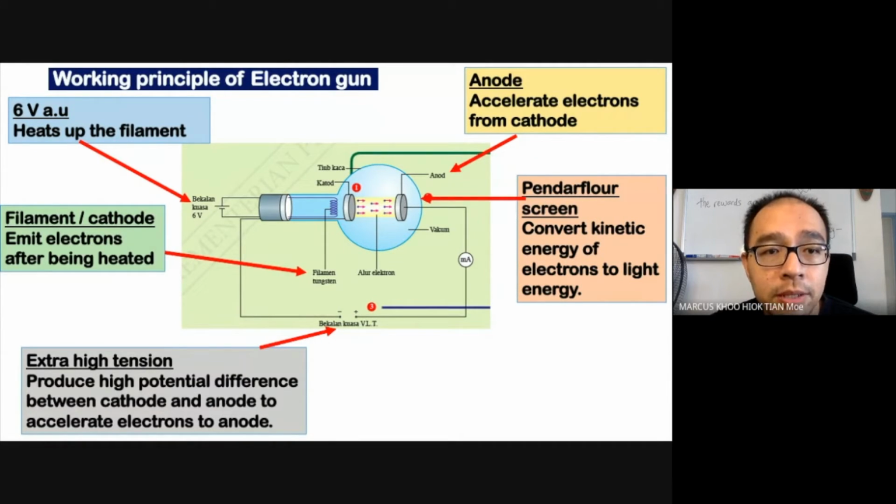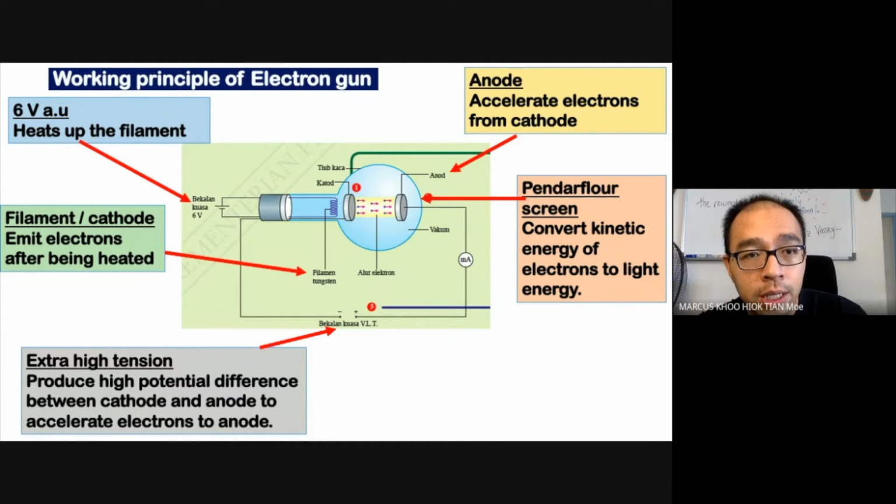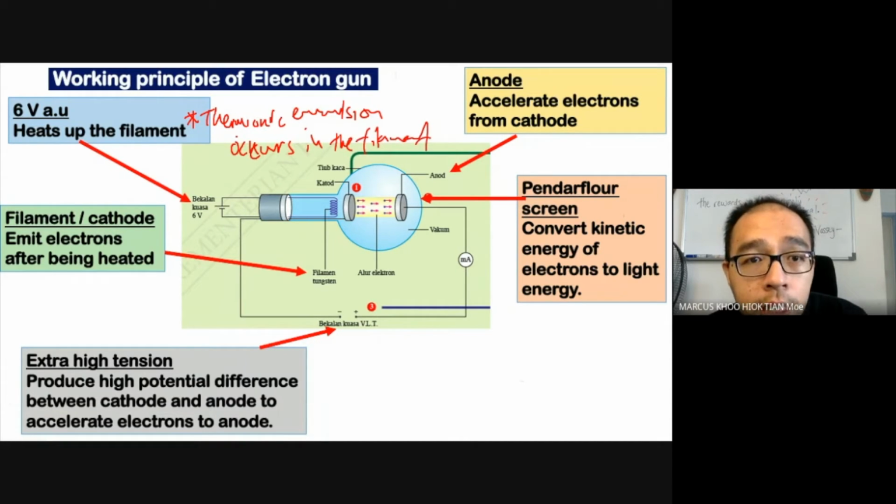So the purpose of 6 volt is to heat up the filament, and can you please write down there, when you heat up the filament, then you're talking about thermionic emission, which I still can't remember what it is in Malay, occurs here in the filament. Thermionic emission occurs here. So the purpose of the 6 volt power supply is to heat up this filament only.